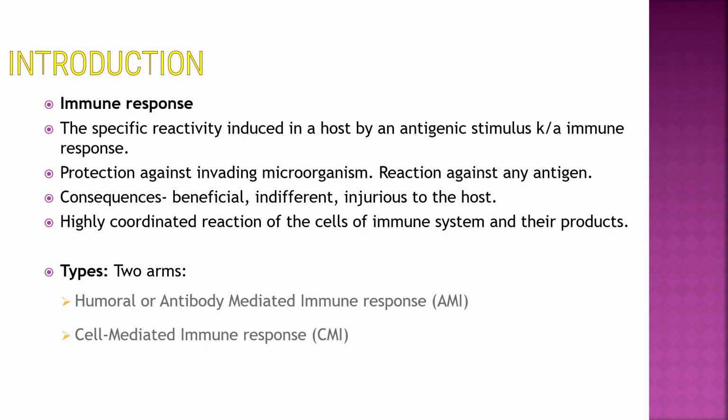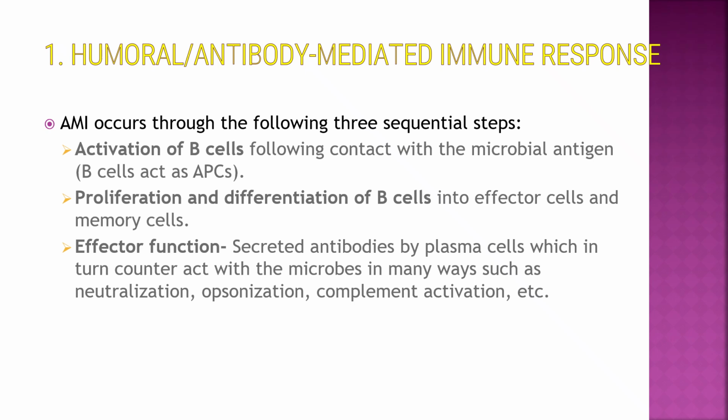There are two types: humoral or antibody mediated immune response, and cell mediated immune response. Humoral or antibody mediated immune response occurs through three steps. First, activation of B cells following contact with the microbial antigen. B cells act as APC, antigen presenting cells. Second, proliferation and differentiation of B cells into effector cells and memory cells.